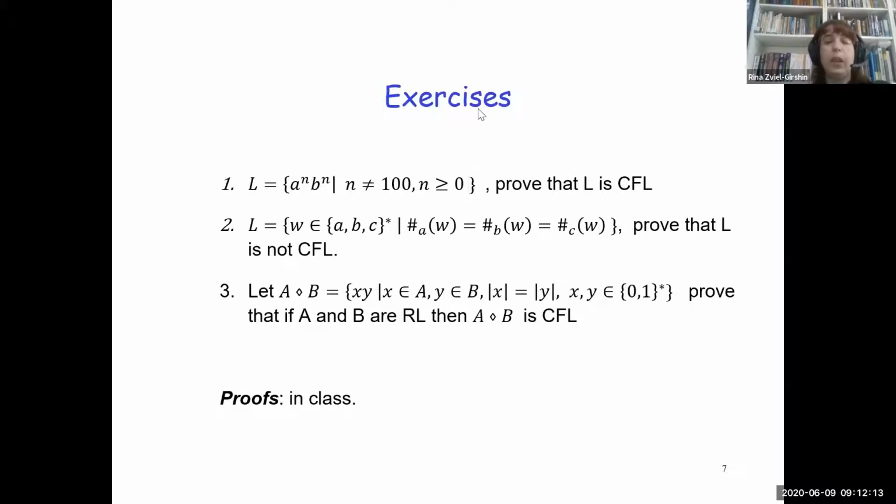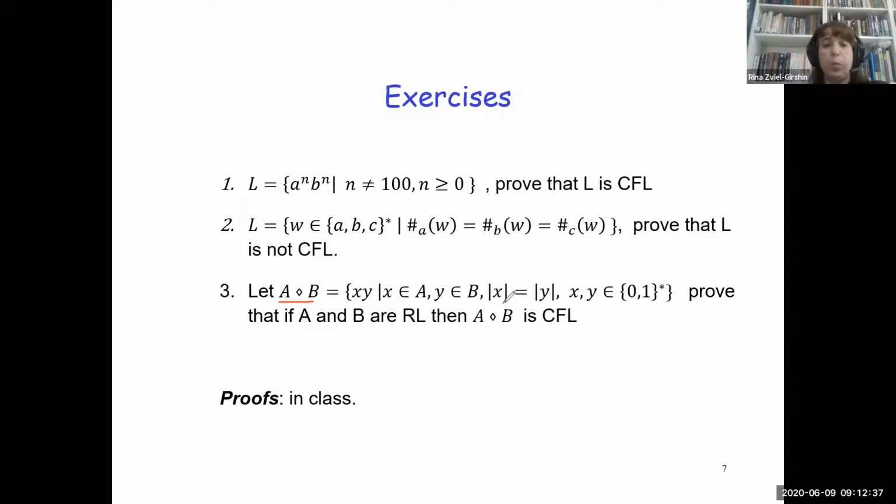We have several languages that were shown during the lecture. And we will prove that some languages are context-free and some languages are not context-free. And we also have a new operation that is not a regular operation. So we have a definition and we are asked once again to prove that this new language is context-free. So basically, we will start with the first language, then move to the second language and the third.